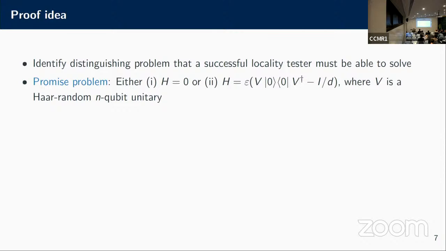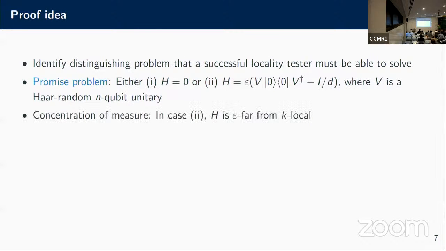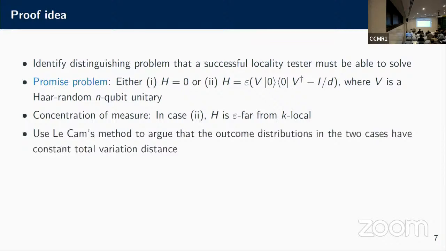So either the Hamiltonian is 0, or the Hamiltonian has some random unitary, and you have to subtract the identity over D to make it trace-free. And you scale it by epsilon to make things close together. If you do this, then you can use a concentration of measure argument for the Haar measure to show that in case 2, the Hamiltonian is epsilon-far from k-local. Of course, if H is 0, then it's very local because it doesn't have any terms. And the other one is far from being k-local. So that's good: a successful tester has to distinguish.